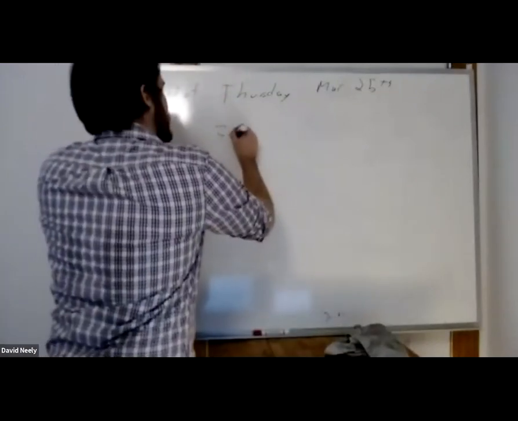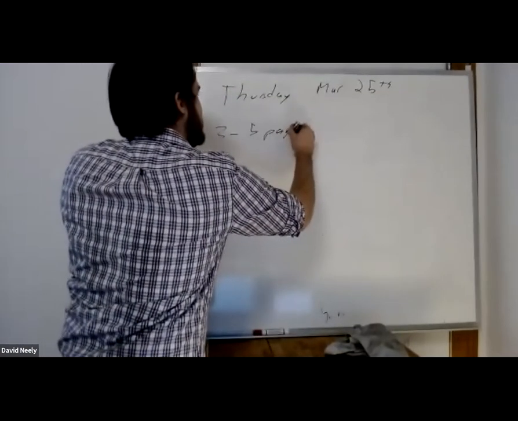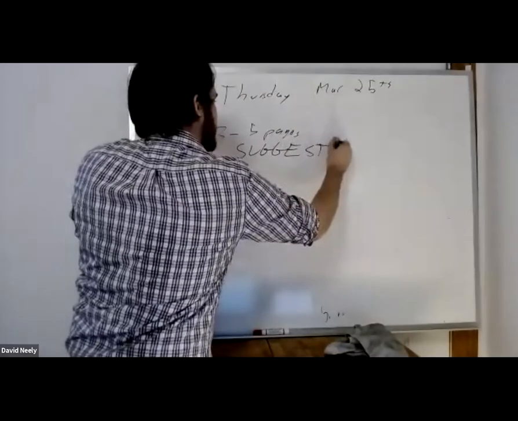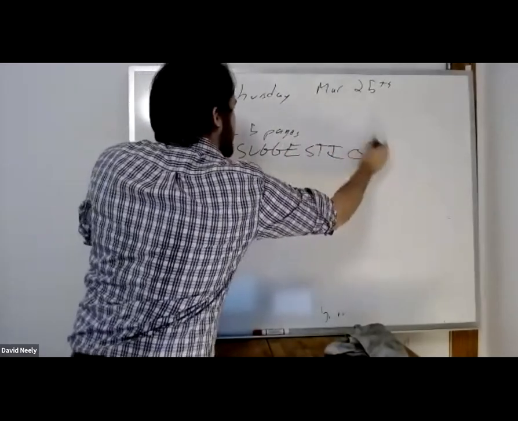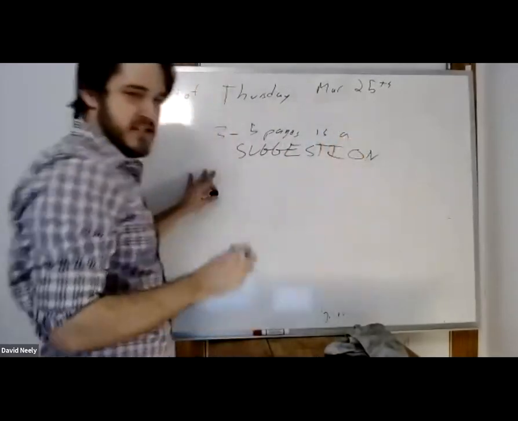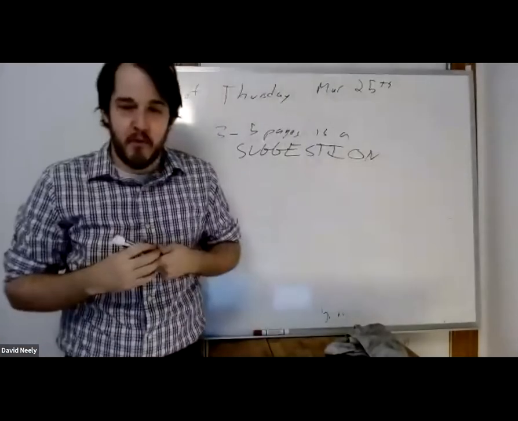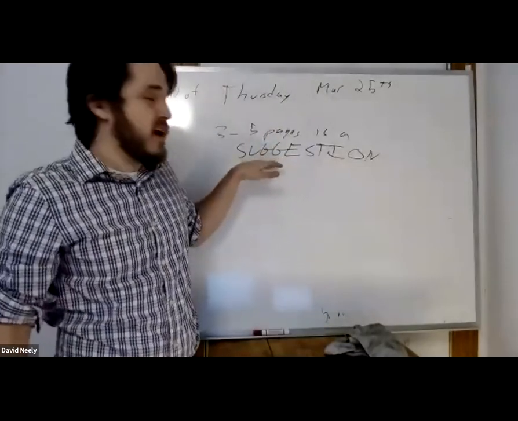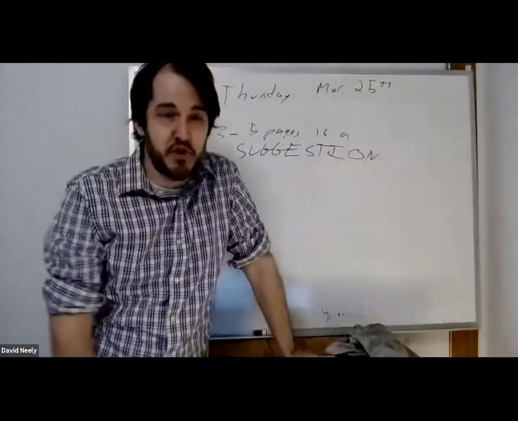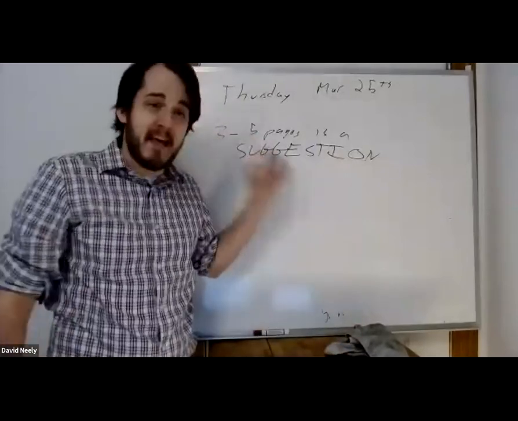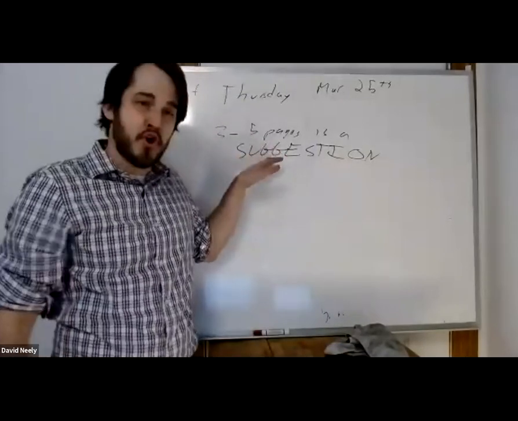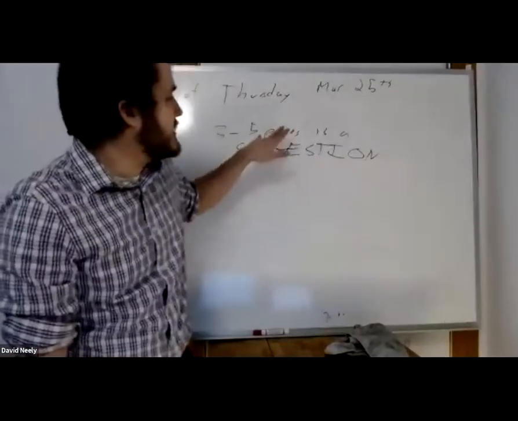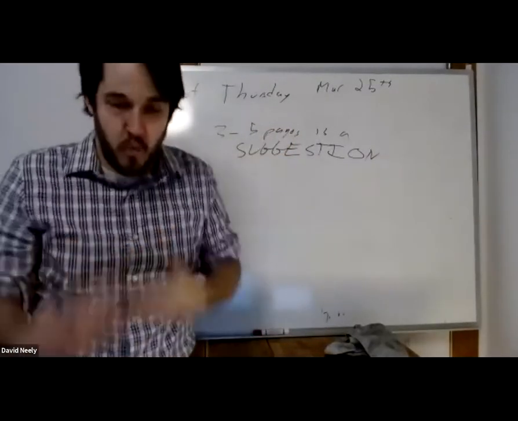Next thing, 3 to 5 pages is a suggestion. I will never take off points simply because a paper is too short. I will never take off points simply because a paper is too long. I only take off points if the paper is too short because it's not a good argument, or too long because it's wordy.